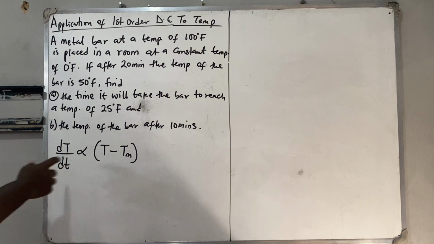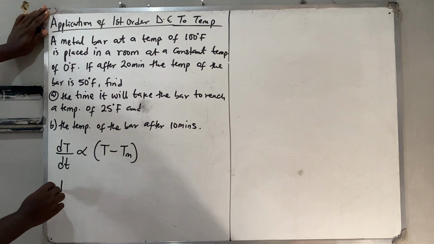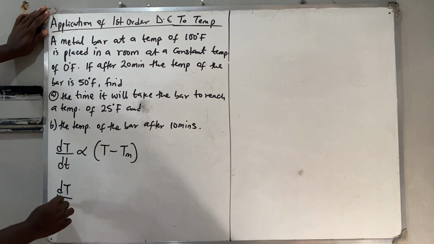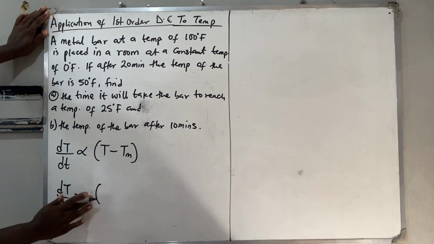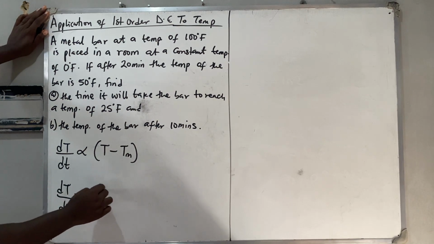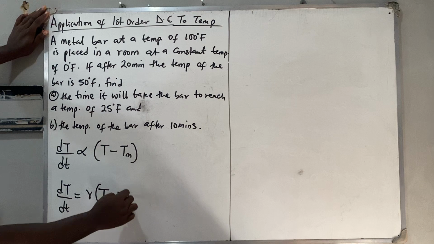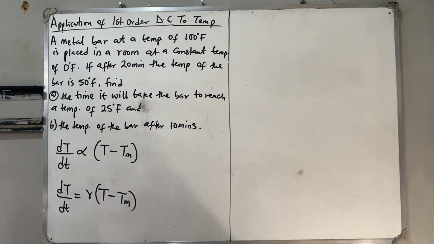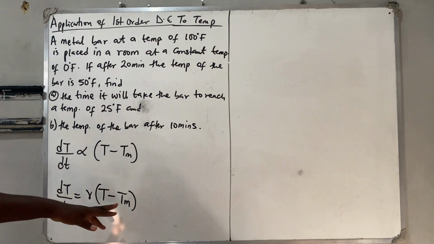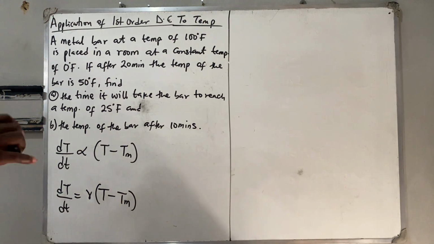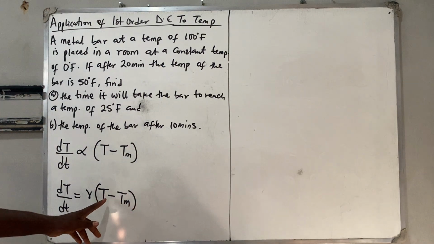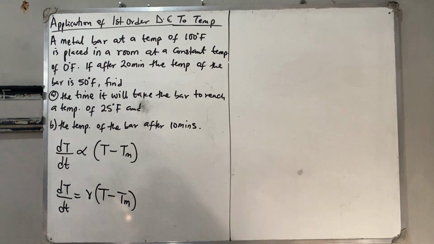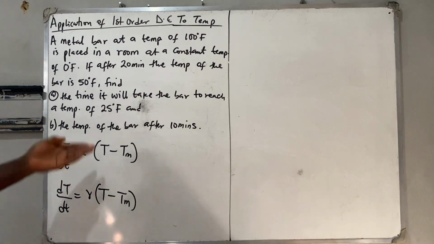So if we remove the proportionality sign, we're going to have dT/dt equal to k into, or we can say r, some people use k, some people use r, r into (T minus Tm), where r is the rate of increase. Tm is known as the temperature of the surrounding, and T here is the current temperature of the body. Having this, with this we can solve this.